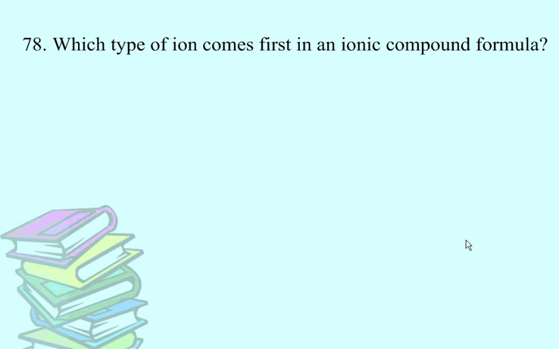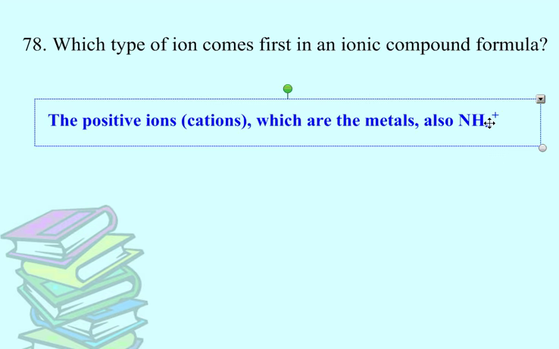Number 78, which type of ion comes first in an ionic compound formula? You always write the positive ions, which are the cations, first. They're the metals on the periodic table. And also the polyatomic ion ammonium, which is positive, will be written first as well.